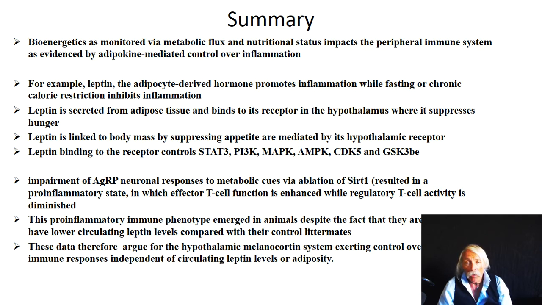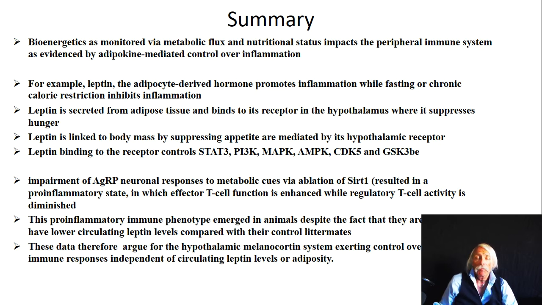Impairment of the AGRP neuronal responses to metabolic cues by ablating, that is knocking out SIRT1, resulted in a pro-inflammatory state in which the effector T cell function, or T helper cells, is enhanced. Those are going to be the pro-inflammatory clones, while the regulatory T cell activity is diminished. Not only do you uptick pro-inflammatory T cell responses, you down-regulate the Tregs, which normally control the T effector response by regulating the kinds of cytokines that are produced, which can suppress the effector cells, right? The T effector cells that normally are turning on pro-inflammation. That's not a good scenario.